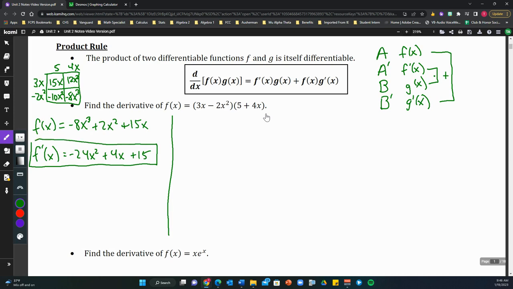But the reason why I'm starting off with an easy problem where it's unnecessary is to show you guys how the product rule works and the fact that it will get us to what the right answer is supposed to be. So I know that this is what the final answer is supposed to be.